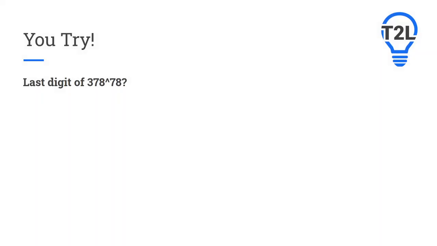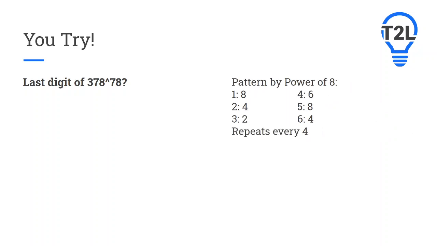And so for this one, this is a 3-digit number, but you only want to focus on the 8. Those 3 and 7 are just trying to trick you. So you just need to know the pattern of 8, which you guys probably don't know. So we're gonna walk through this one. The pattern of 8 is 8, 4, 2, 6, 8, 4, 2, 6, and it repeats.